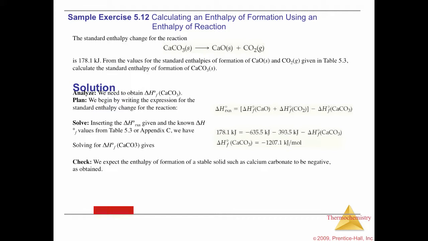We need to obtain the standard enthalpy of formation of calcium carbonate. We begin by writing the expression for the standard enthalpy change for the reaction. Again, it's products minus reactants. We insert the given and known values, and then simply solve for the heat of formation of the reactant, calcium carbonate. We expect the enthalpy of formation of a stable solid, such as calcium carbonate, to be negative, as we obtained.